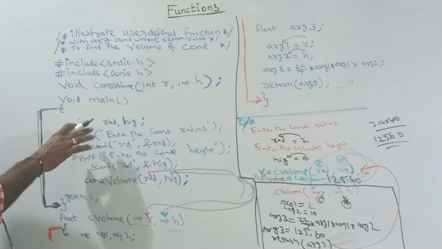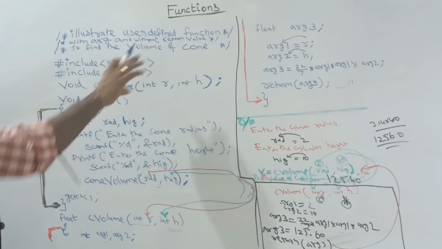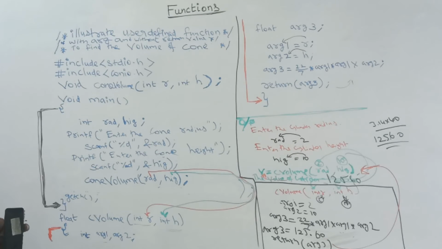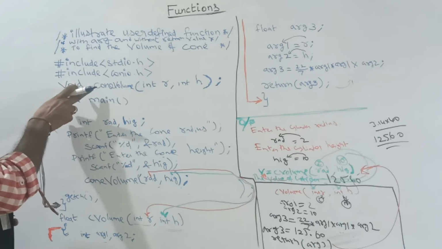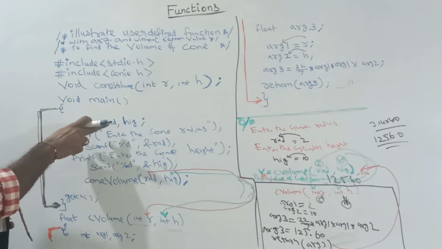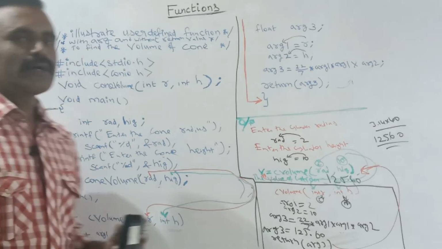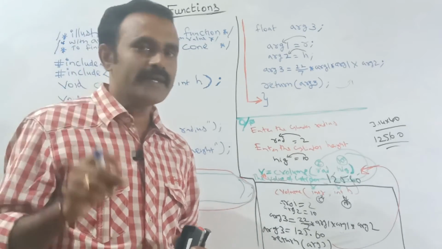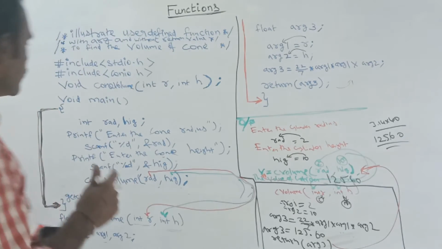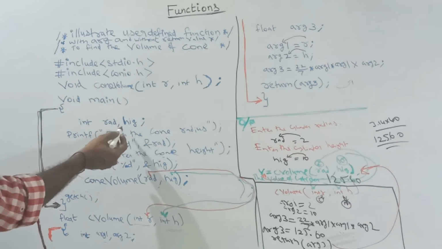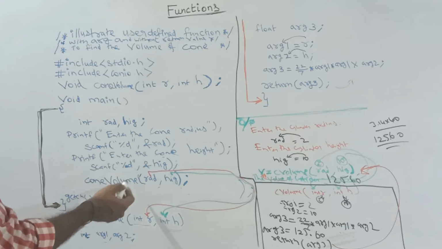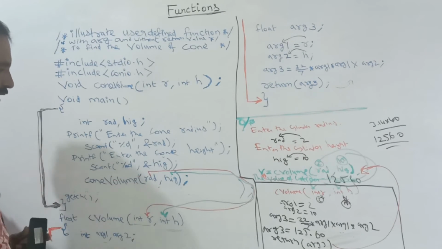This is the program to find the volume of the cone. The formula for the volume of the cone is 1/3 into pi r square h. So here I need the data for the radius and the height of the cone. For radius and height, I have declared two variables, cone height and radius. After getting the values, I am passing them.